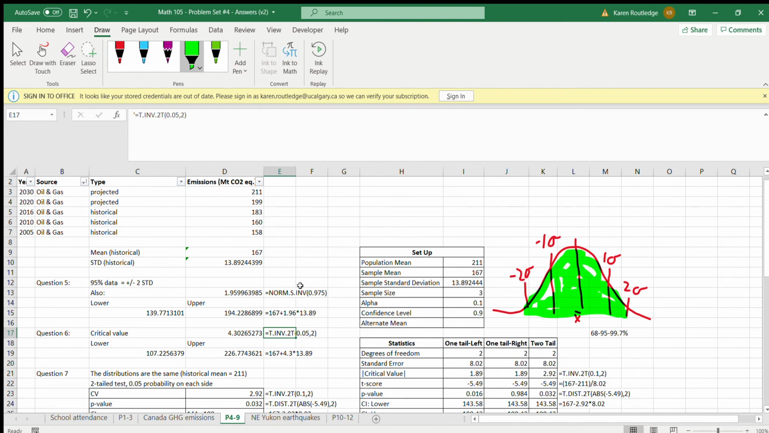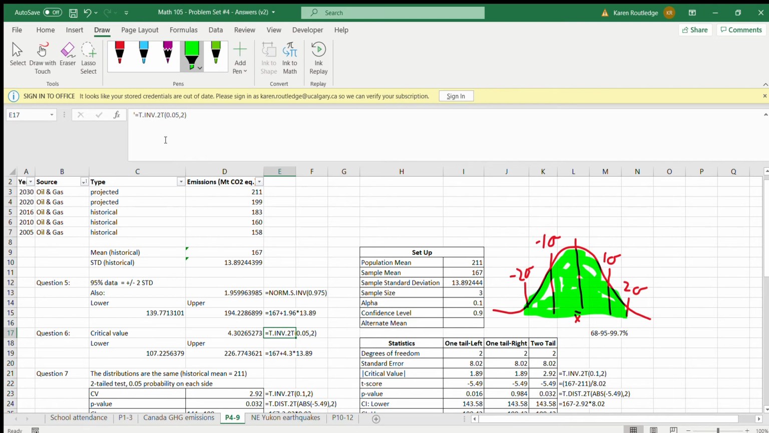Up here we had the inverse, meaning we are going to give it a probability and it will tell us a z-score. Same thing, we're going to use an inverse here. We're going to give it a probability and we are going to get a t-score, in this case, the t equivalent of a z-score.